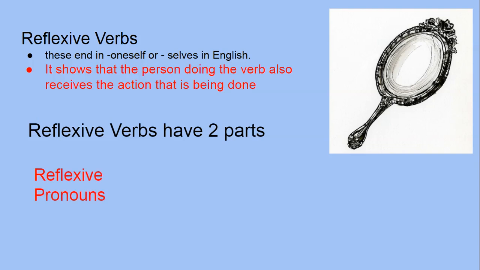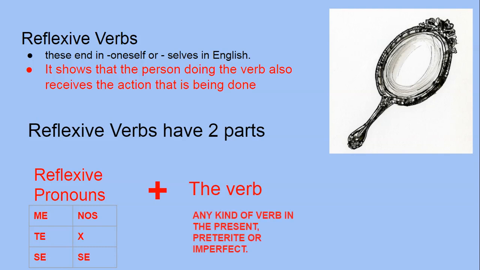So reflexive verbs have two parts, the reflexive pronoun and then the verb itself. The pronouns are me, te, se, nos, se. And the verbs are any kind of present tense, preterite, or imperfect verb.